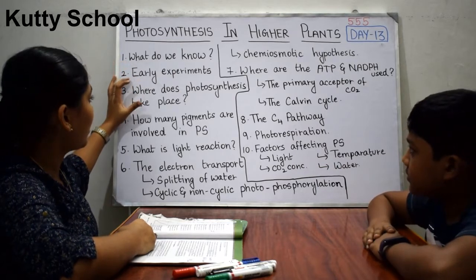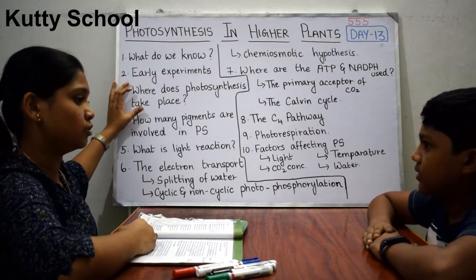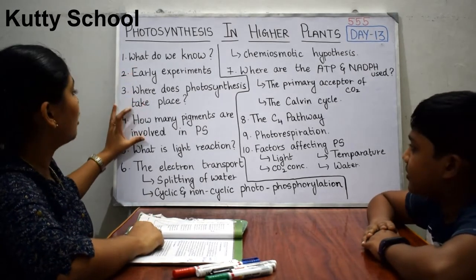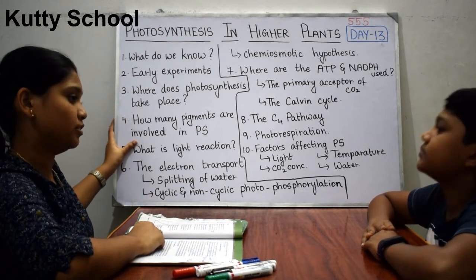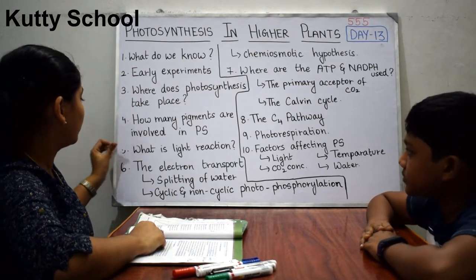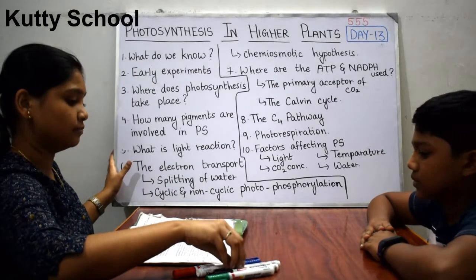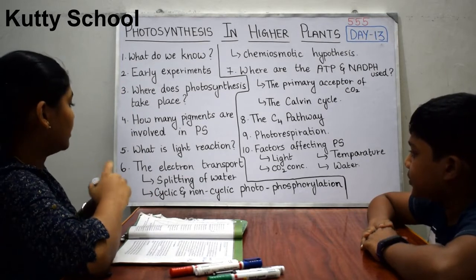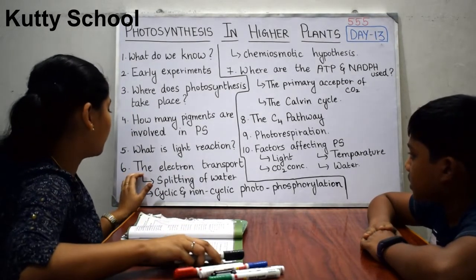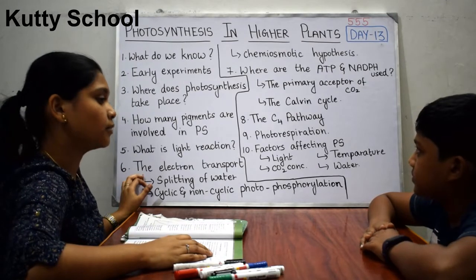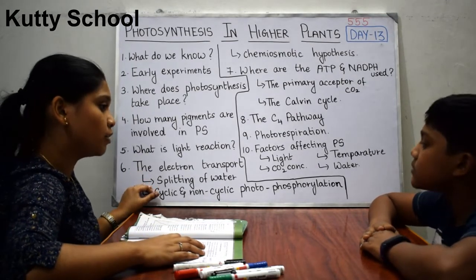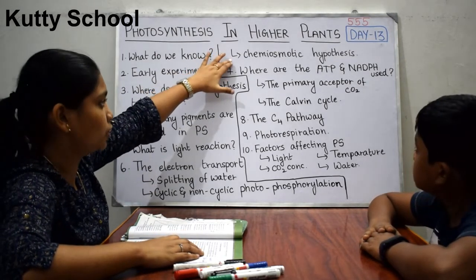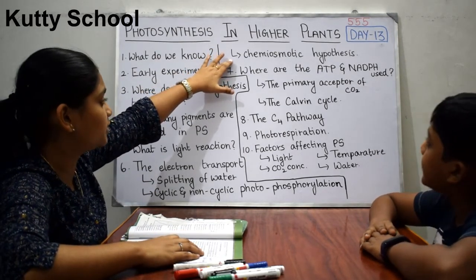Where does photosynthesis take place? Leaves, that we know. We are going to read it. How many pigments are involved in photosynthesis? That's what we are going to study. The fifth topic is the light reaction, and the sixth is electron transport. In electron transport there are three subtopics: splitting of water, cyclic and non-cyclic photophosphorylation, and the chemiosmotic hypothesis.